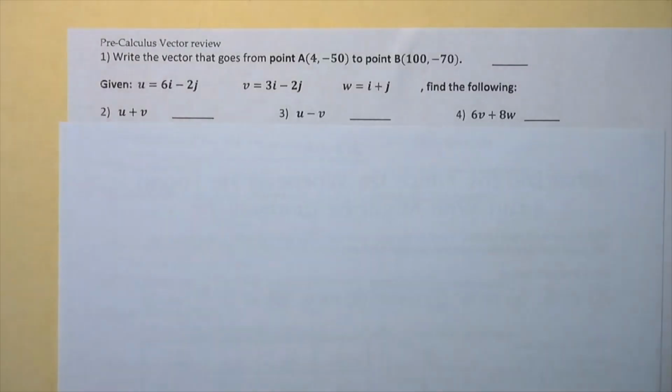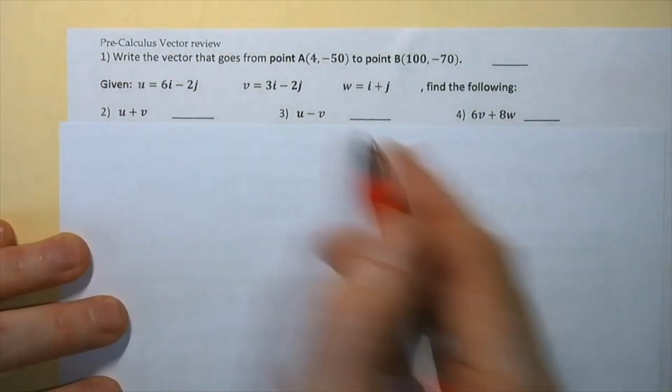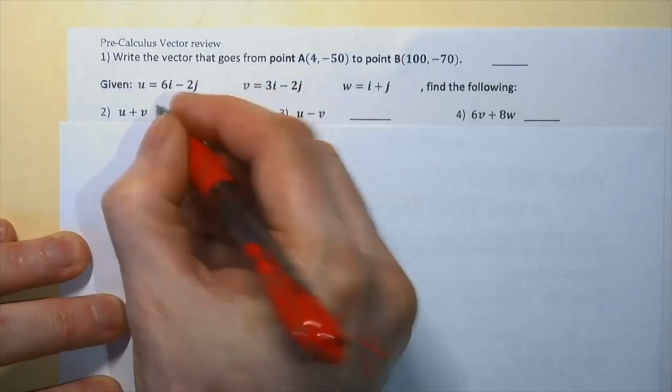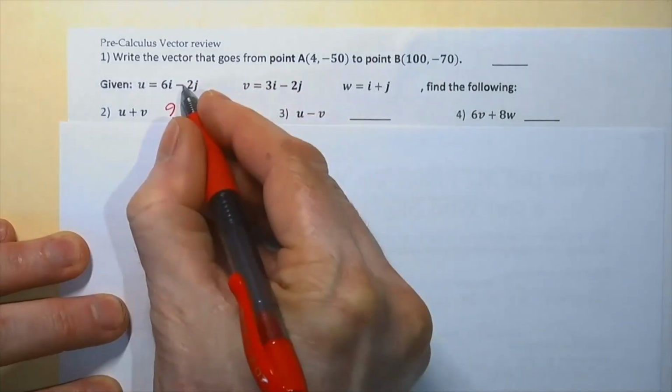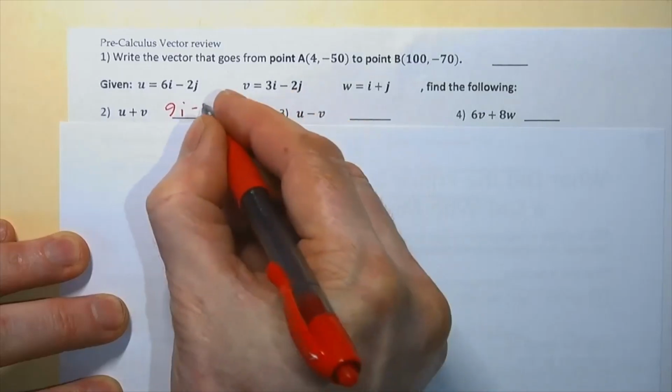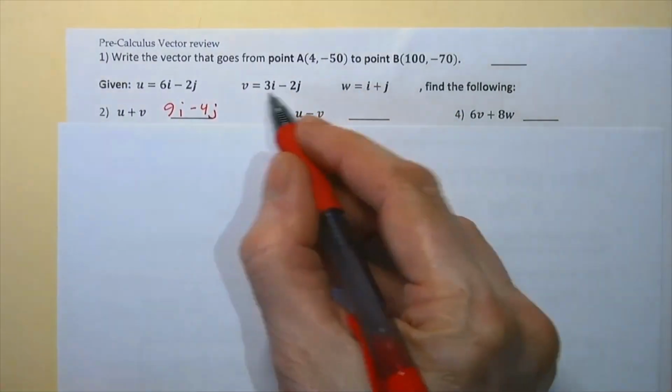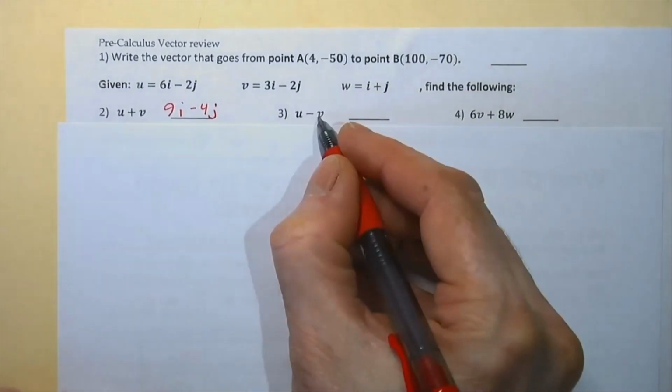All right, so I'm going to do the review, which is just like the test. Okay, I'm going to fly through it. Pause whenever you want. U plus V, just add them up. 6 plus 3, 9I. -2 and -2 is -4J. And the next one, U minus V.